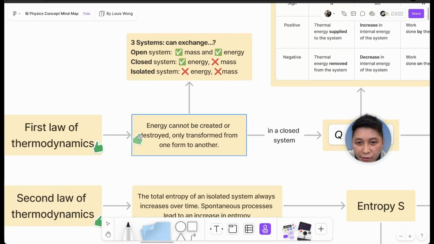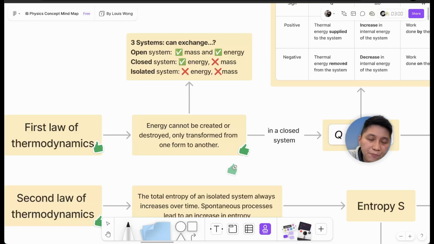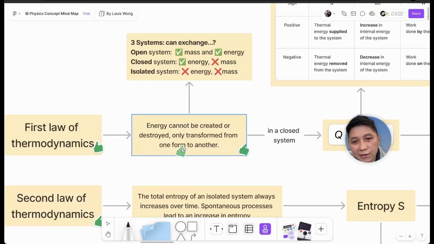So the first law of thermodynamics is basically about energy conservation. Energy cannot be created or destroyed, only transferred from one form to another. You learned about it in mechanics already.